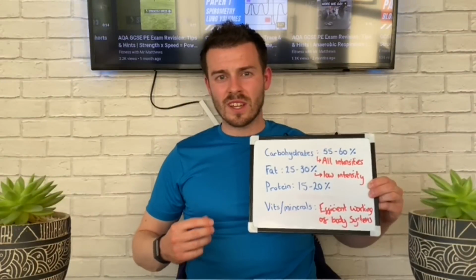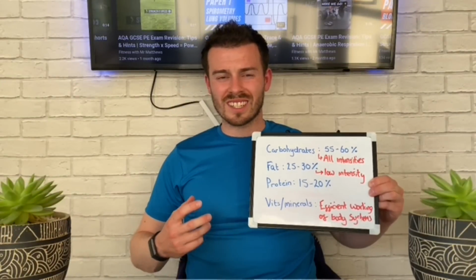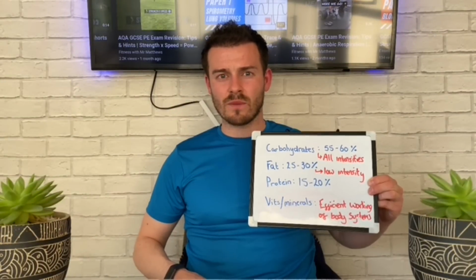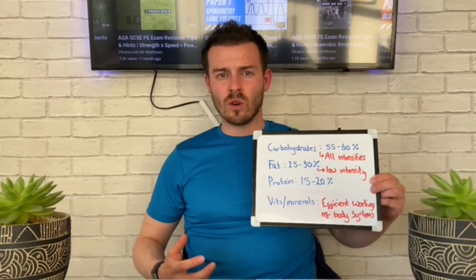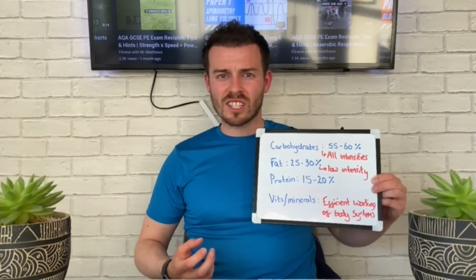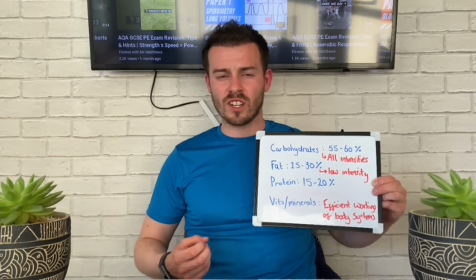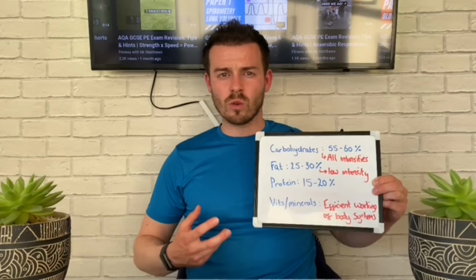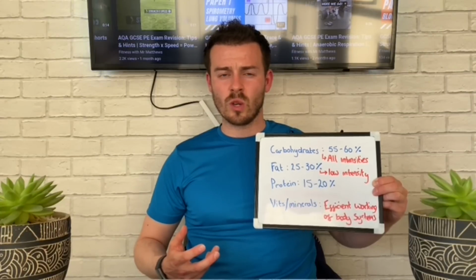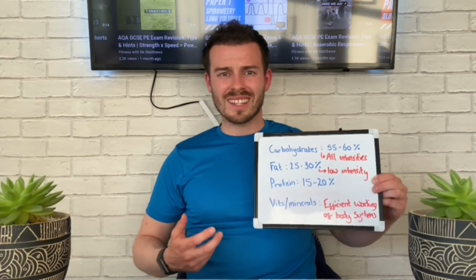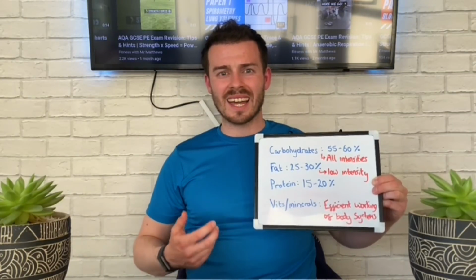And then you have vitamins and minerals that consist of fruits and vegetables. And these are useful for general body systems and helping them to work efficiently. Vitamins and minerals are also essential for general health, including the immune system, skin, nails, and hair.